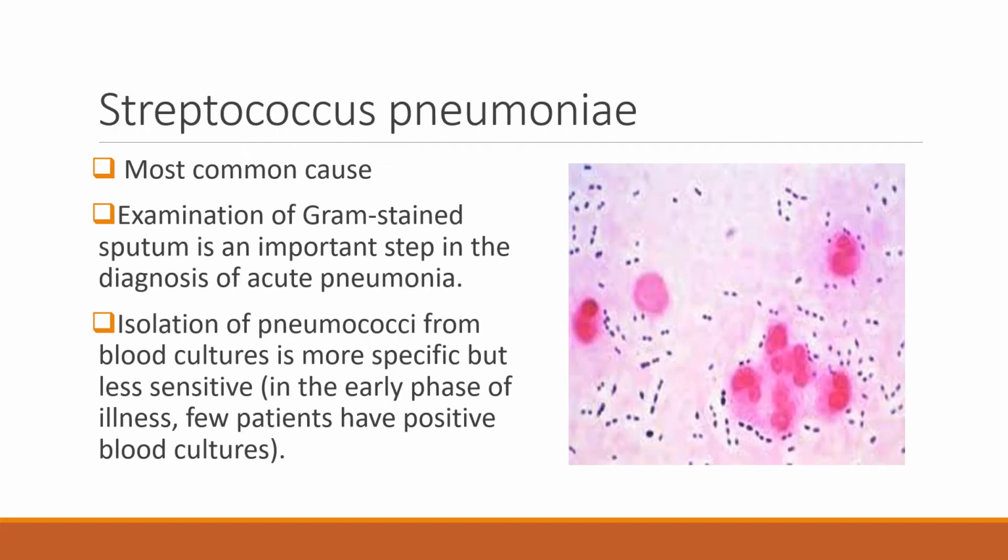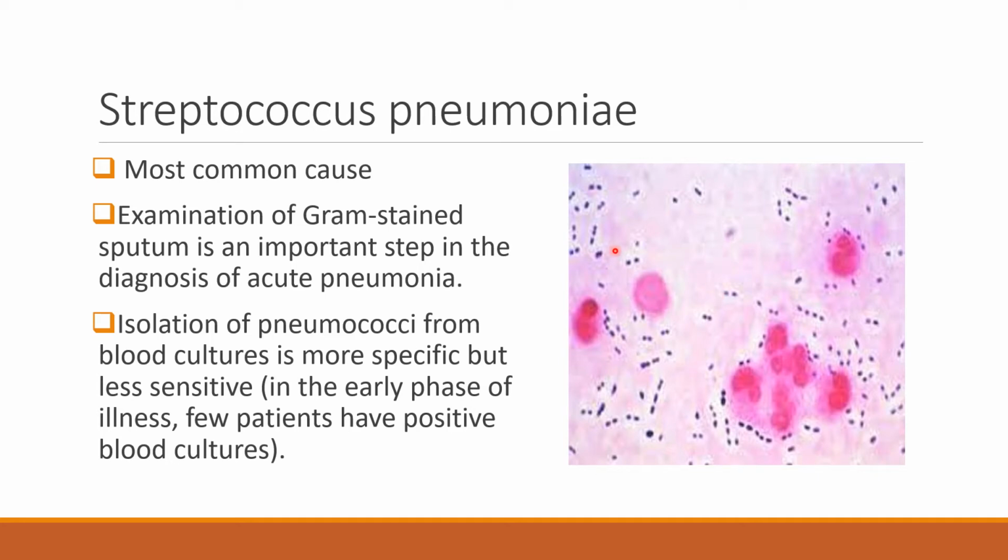So first is the Streptococcus pneumoniae, that is the most common cause of pneumonia. And for diagnosis we have to examine the Gram stain sputum, and in this Gram stain sputum there is a presence of neutrophils and presence of this Streptococcus pneumoniae bacteria that are diplococcus and lancet shaped. Diplococci because they occur in pairs of two.